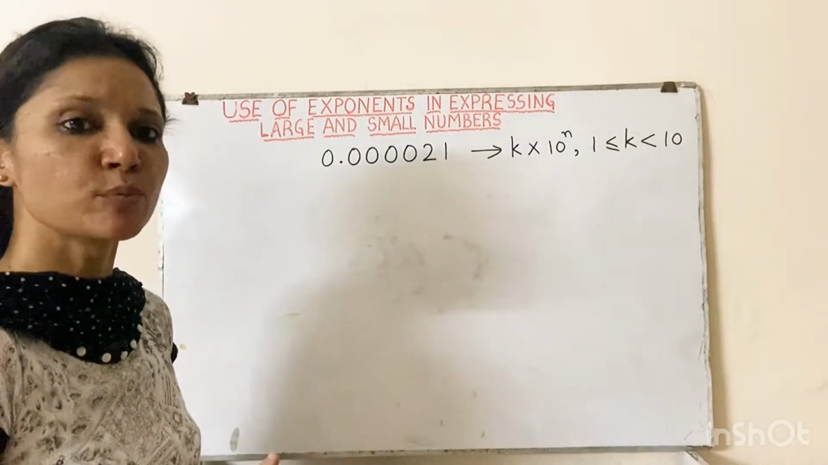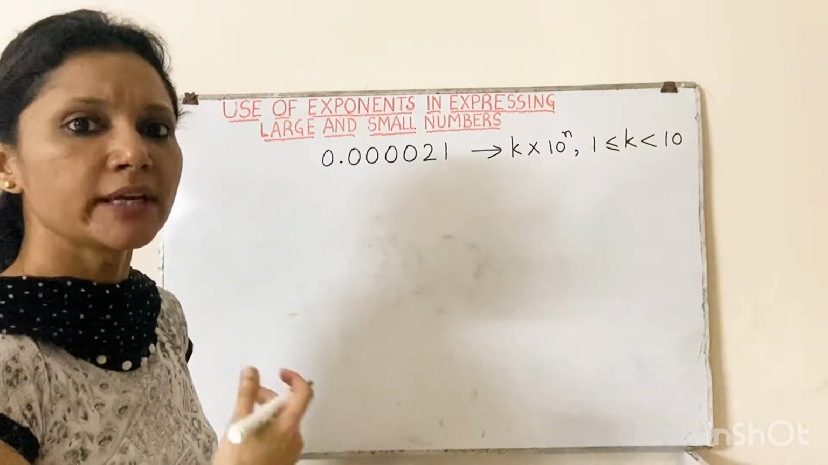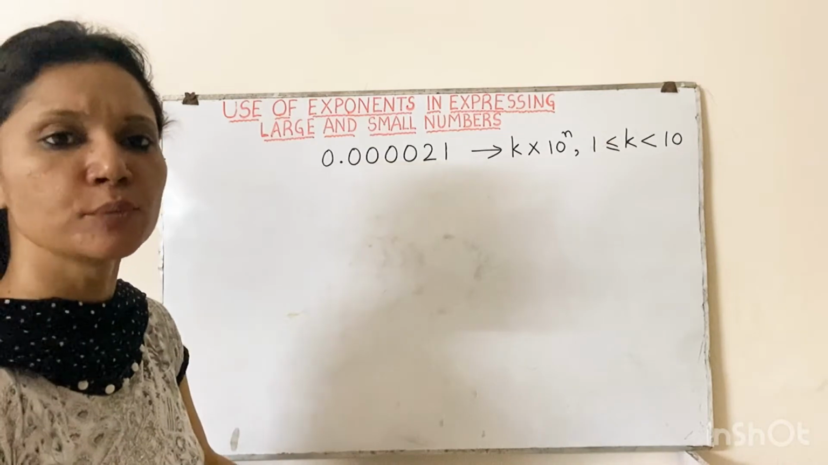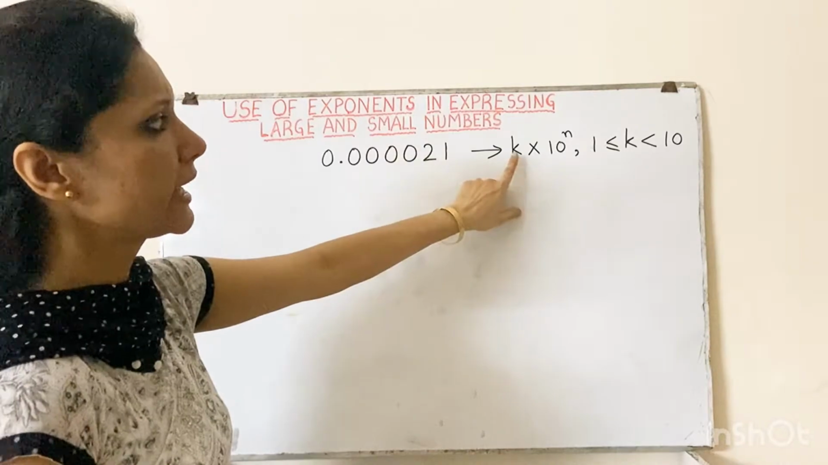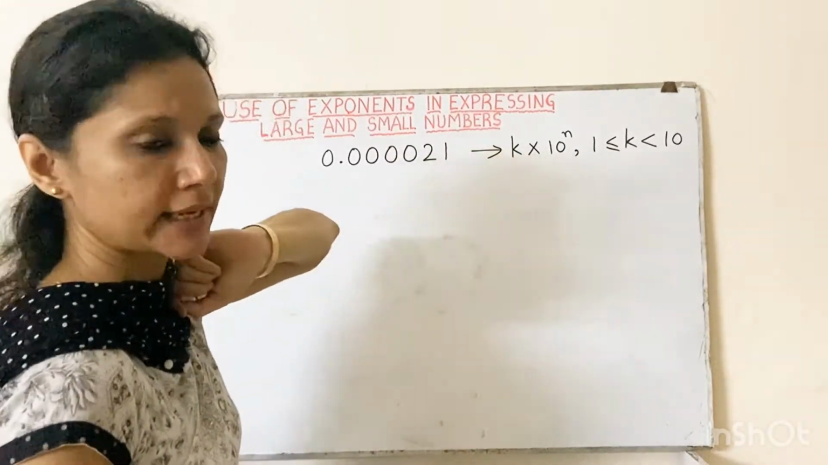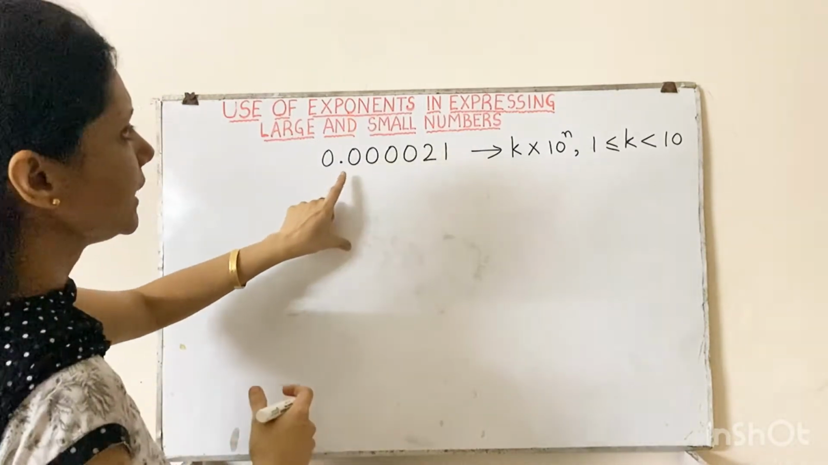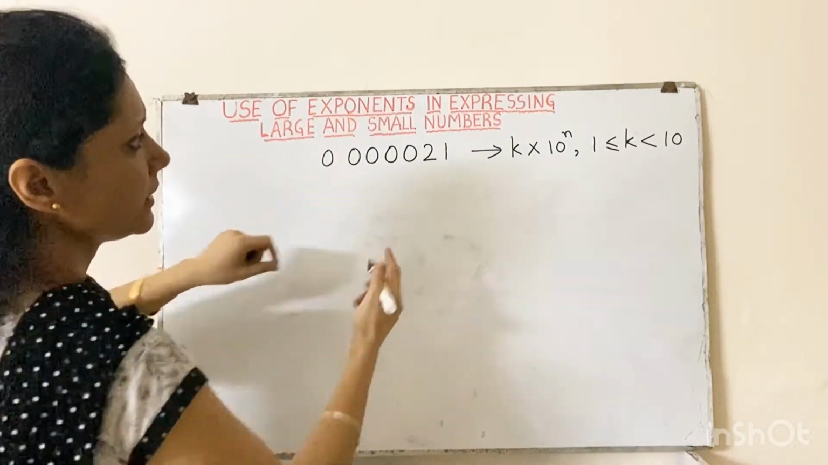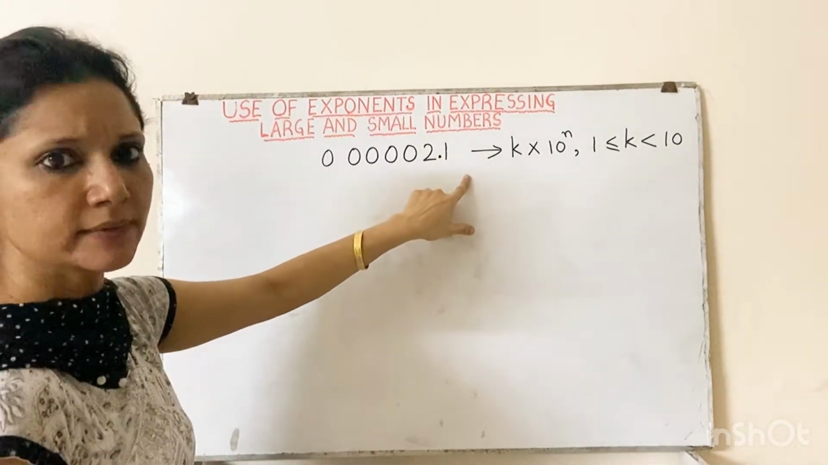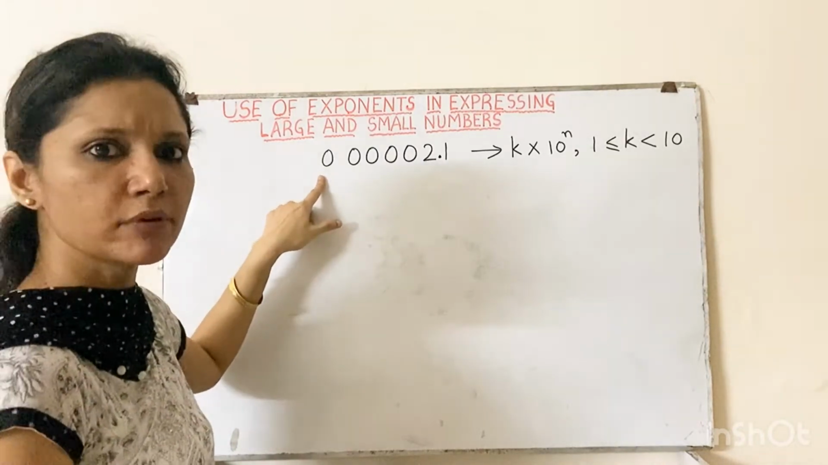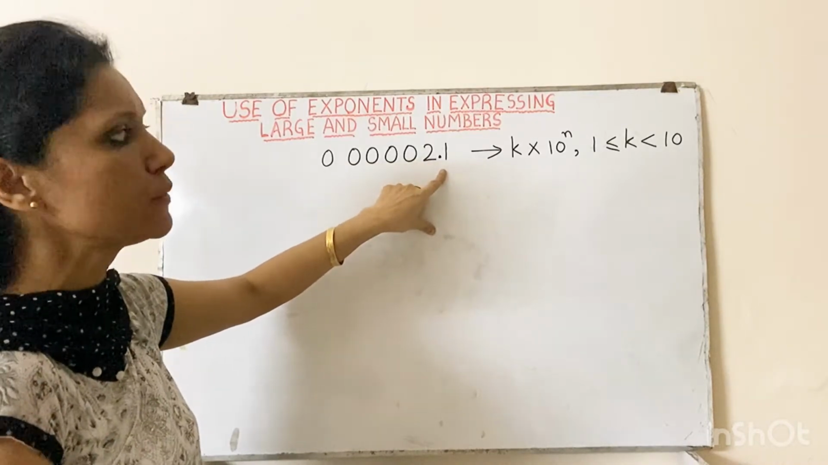Next, let's take a very small number, 0.000021. Now, in order to convert it into the standard form using exponents, standard form is k into 10 raised to the power n, where my k should be between 1 and 10. Now, in order to make this number between 1 and 10, I need to move this decimal from here to here. So now my number would be 2.1. These zeros before the number do not have a value. So now my k would be between 1 and 10. 2.1 is between 1 and 10.